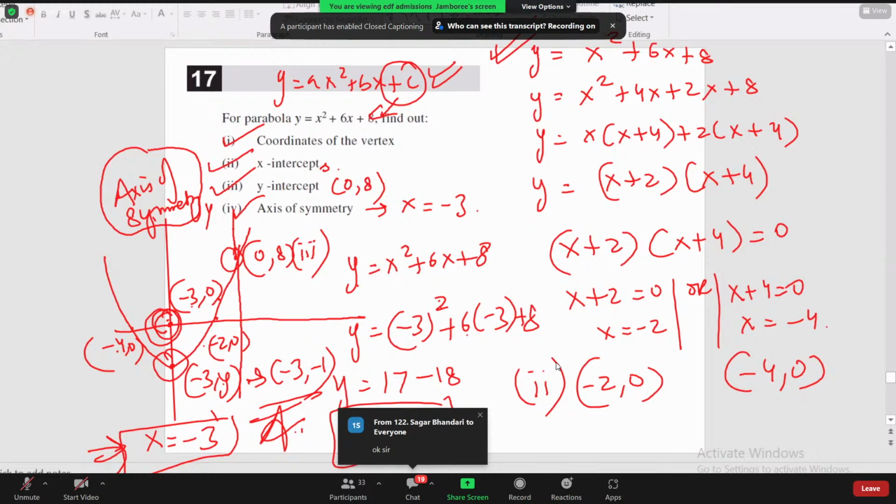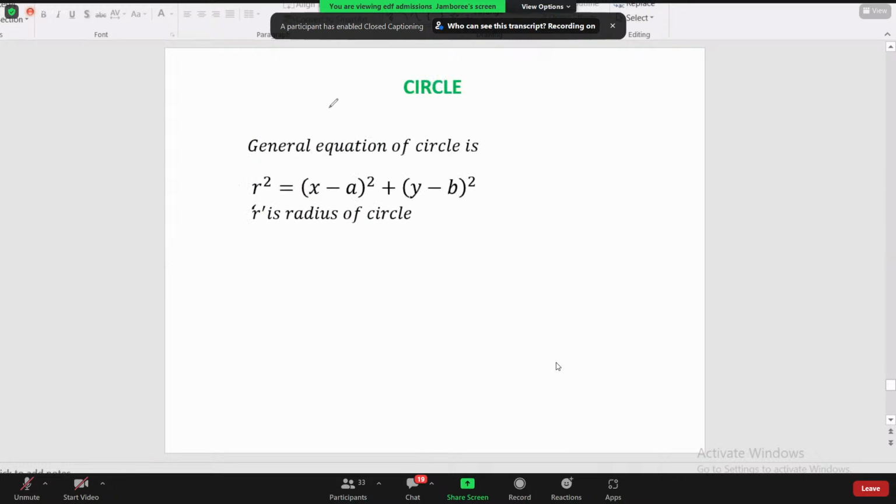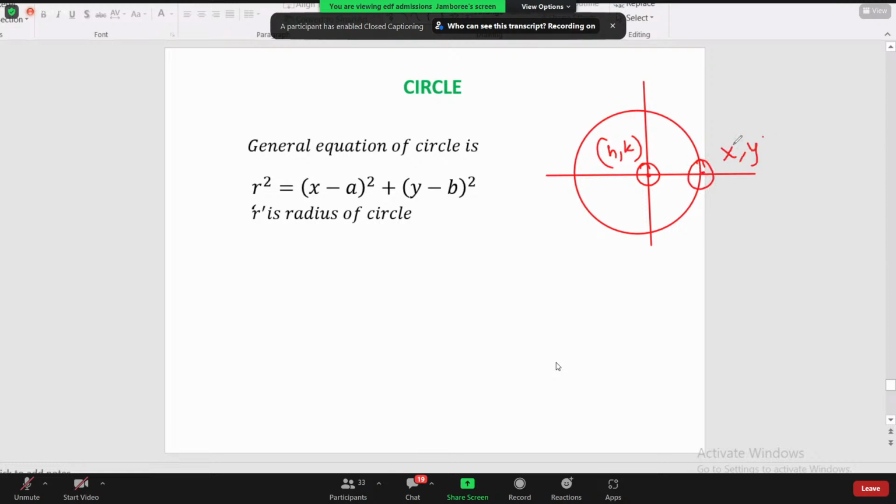So moving on to the last idea with respect to coordinate geometry and functions, that is the aspect about a circle. Let me put out a circle for you guys to explain it better. I'm going to explain it my way. Let's say the center of the circle is at the point h comma k, and the point I am taking on the circumference of the circle is x comma y.